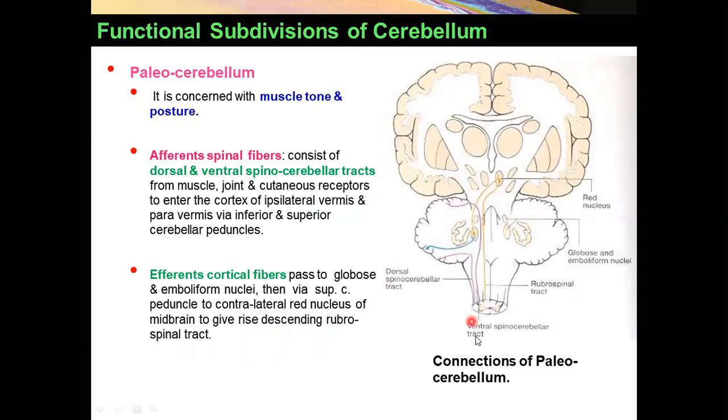The paleocerebellum is concerned with muscle tone and posture. The afferent spinal fibers to the paleocerebellum consist of dorsal and ventral spinocerebellar tracts from muscle, joint, and cutaneous receptors to enter the cortex of the ipsilateral vermis and paravermis via the inferior and superior cerebellar peduncles. The efferent cortical fibers pass to globose and emboliform nuclei, then via the superior cerebellar peduncle to the contralateral red nucleus of the midbrain to give rise to the descending rubrospinal tract.